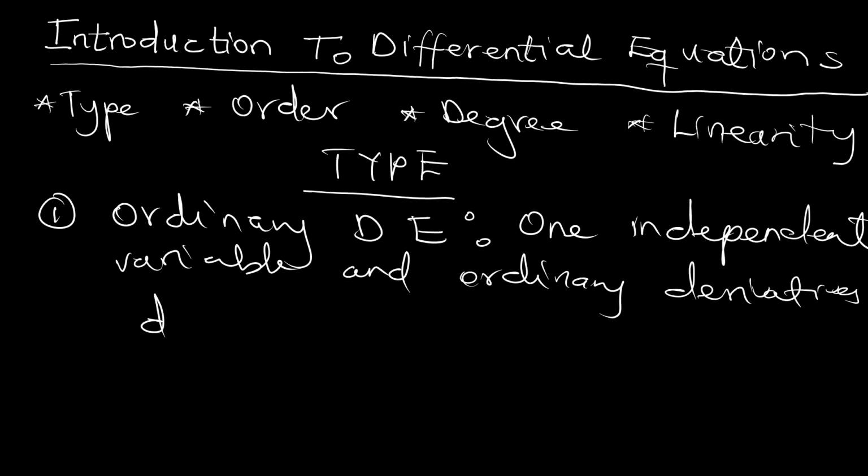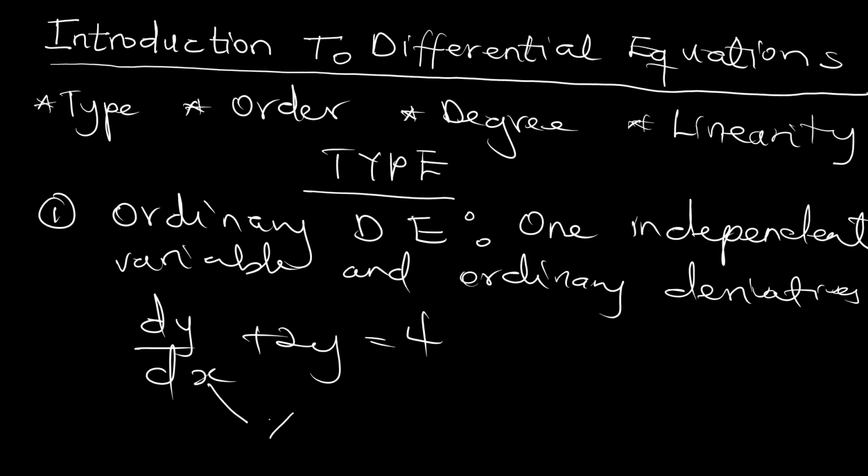An example is dy over dx plus 2y is equal to 4. This is an ordinary differential equation because it has only one independent variable. And guess what the independent variable is? x is our independent variable and y is the dependent variable, but we are focusing on the independent variable. There is only one independent variable in this differential equation, which makes it an ordinary differential equation, and it has only ordinary derivatives.